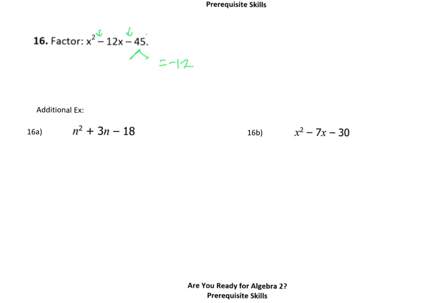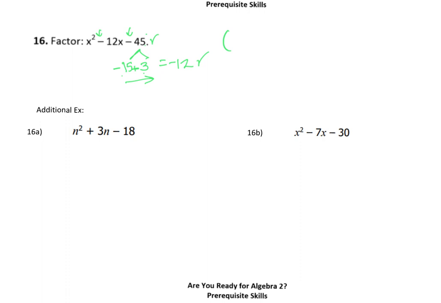For me, the first two numbers I think of that multiply to 45 would be 15 and 3. So I'm going to think 15 and 3, and I would subtract 15 minus 3 is 12. But because I want negative 12, I'm just going to make it negative 15 and positive 3, and negative times a positive makes a negative number and adds to negative 12. We've met both criteria.